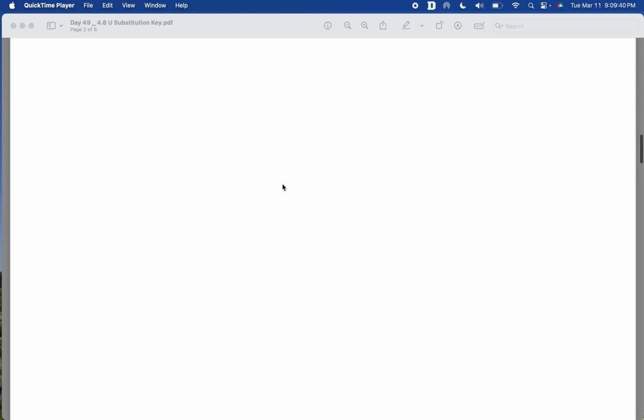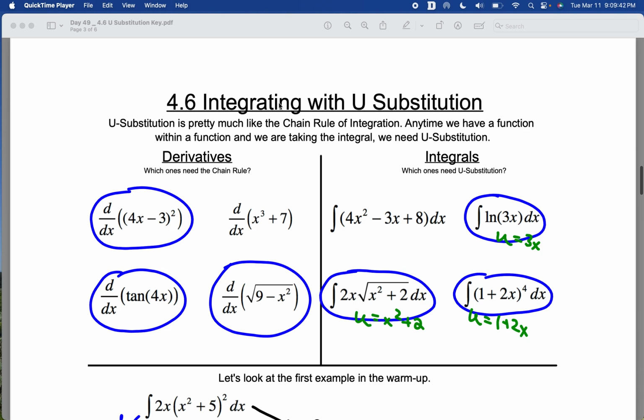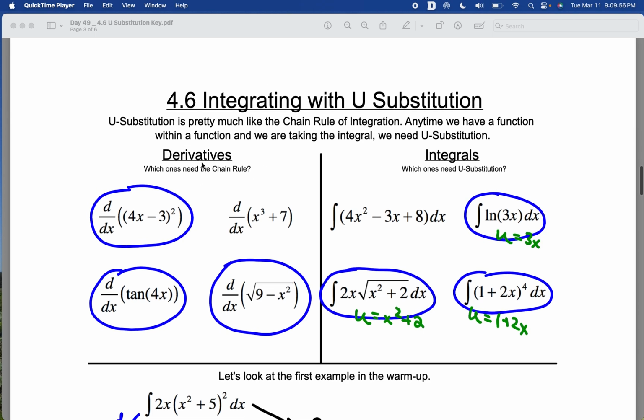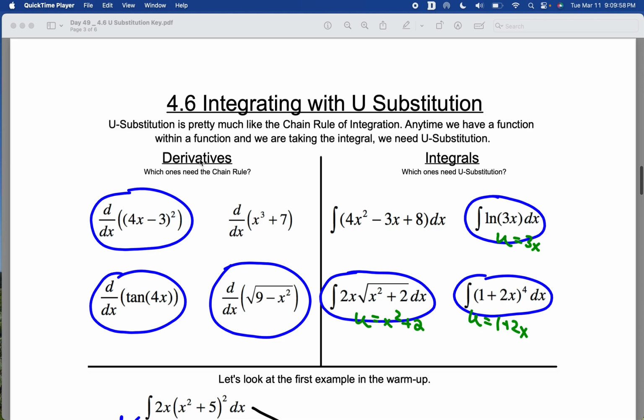All right? So 4.6, integrating with U substitution. U substitution is pretty much like the chain rule of integration. Anytime we have a function within a function, and we are taking the integral, we need U substitution. In terms of derivatives, we should know which ones need the chain rule. So remember, we have something to a power or something other than x inside a function.